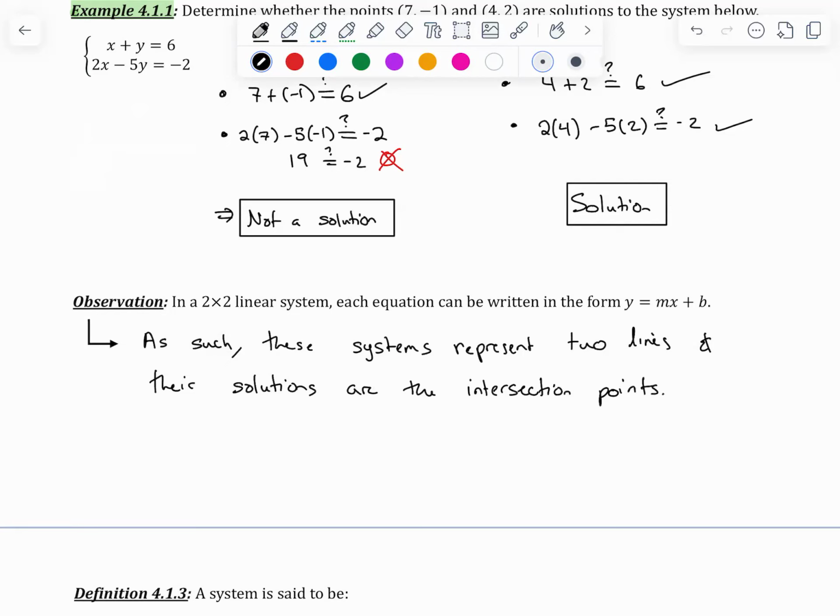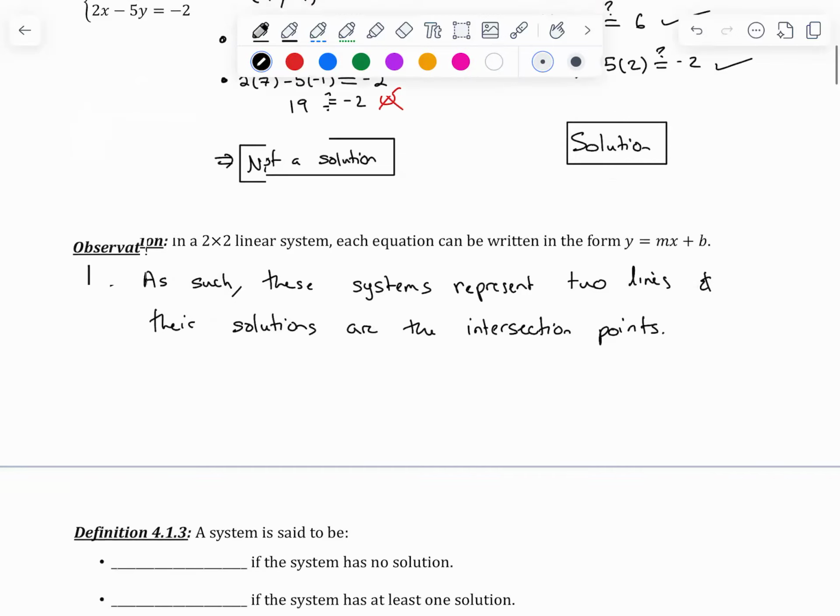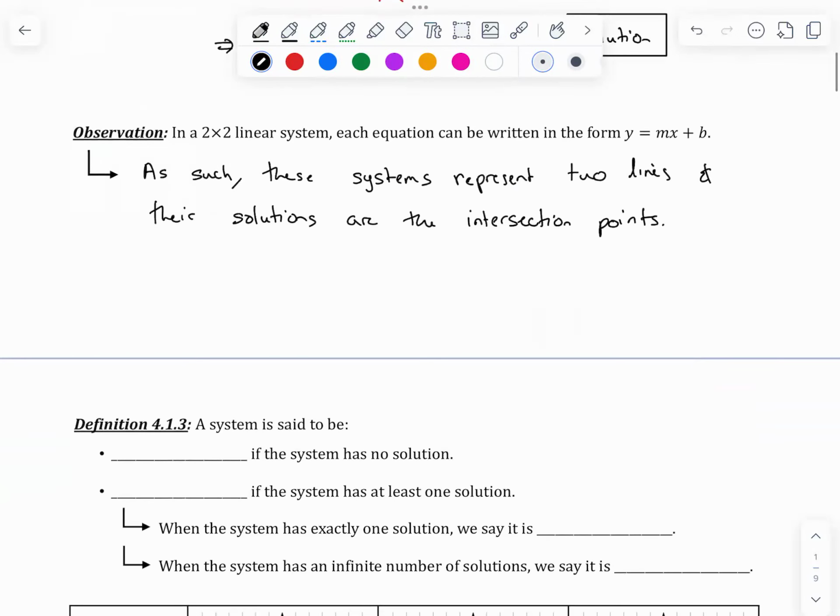So that's what we're looking for. We're looking for where the two lines intersect each other. And in that case, if we're thinking about them as two lines, then there are three different possibilities. But in order to talk about that, we need to have some terminology to look at.